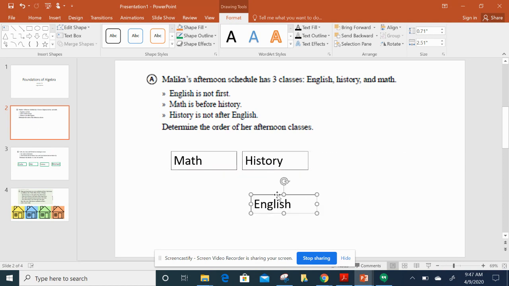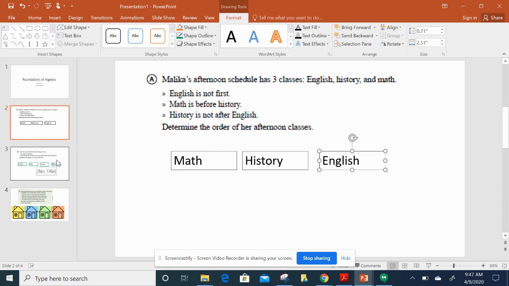So we're going to look at the last clue to see what it says. It says history is not after English. Well, if history can't be after English, then English can't sneak up there between the two. So we'll put English at the end and say that the order of her afternoon classes must be math, then history, and then English. Again, not a specific way that you have to do this problem, but it's just about looking at the different choices and thinking logically through the hints and clues that they give you.